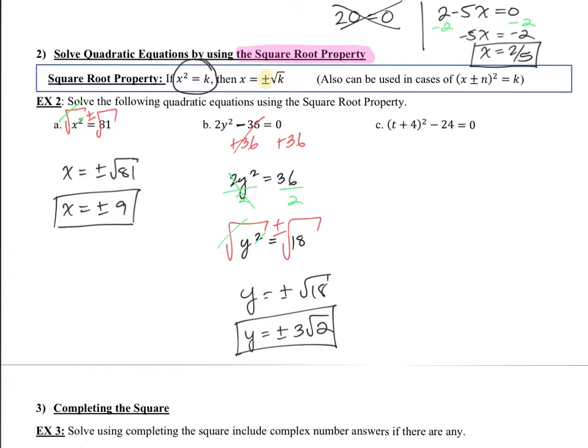Now let's take a look at the last one. This one's a little suspicious. We have parentheses squared with our variable. But our variable doesn't appear anywhere else. It's only inside the parentheses squared.